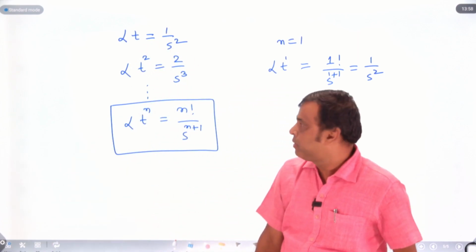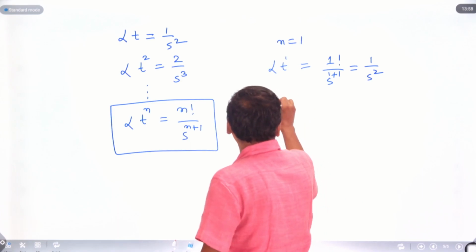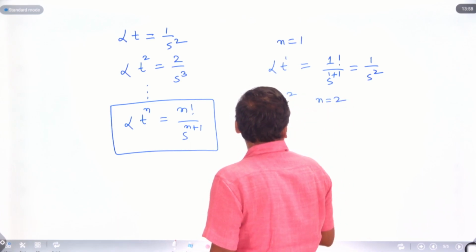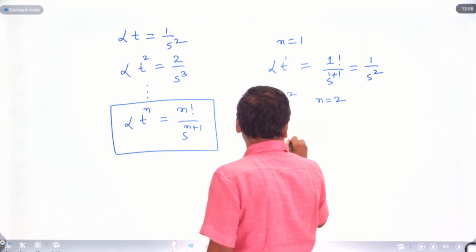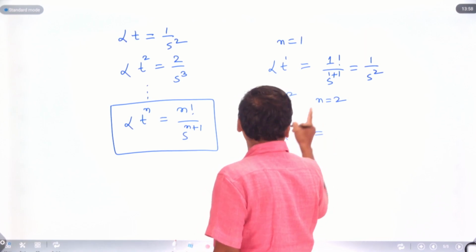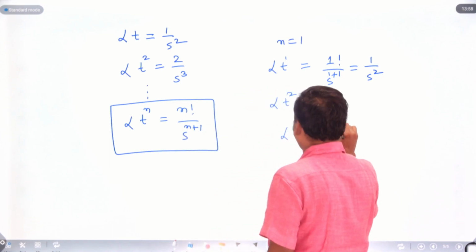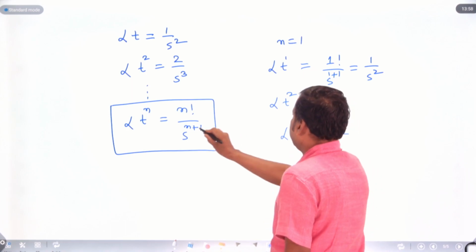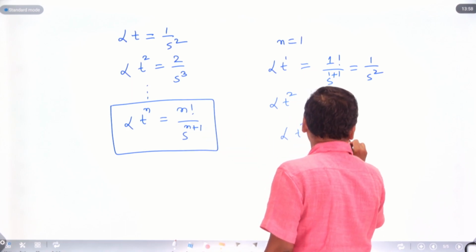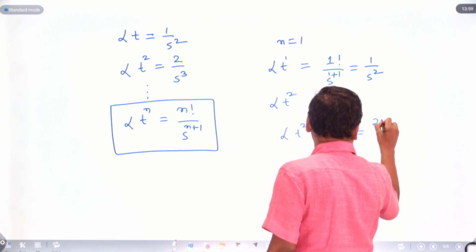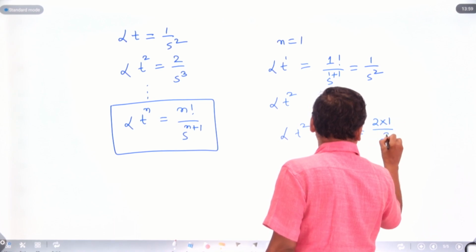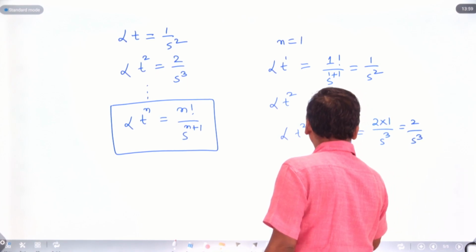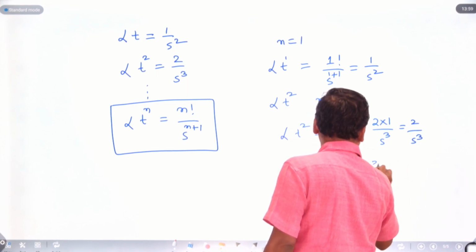Similarly, for the Laplace transform of t square, here n equals 2. The rule is factorial n divided by s to the power n plus 1, so factorial 2 divided by s to the power 2 plus 1. Factorial 2 is 2 into 1, which is 2, by s to the power 3. So the Laplace transform of t square equals 2 by s cube.